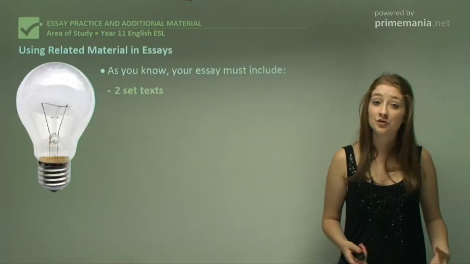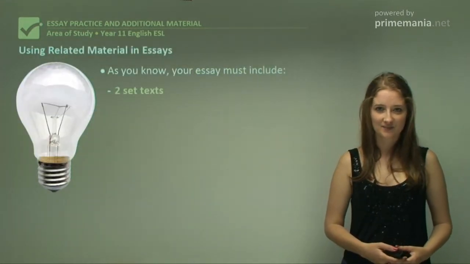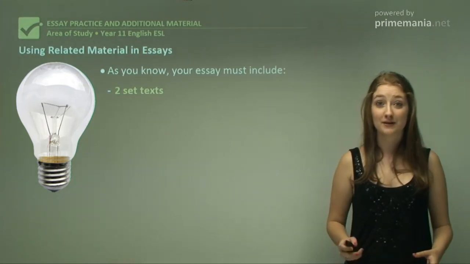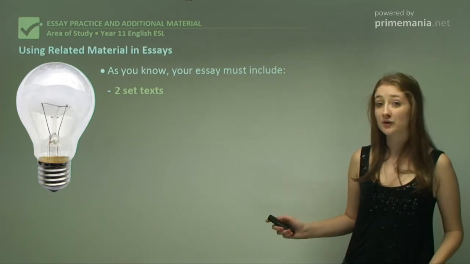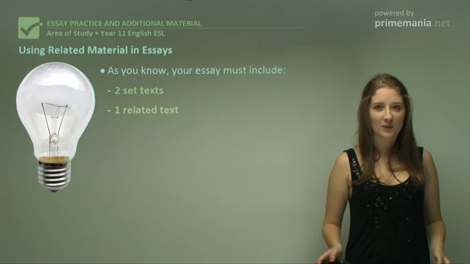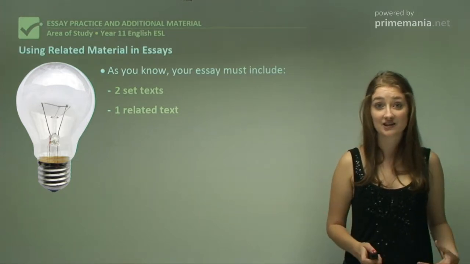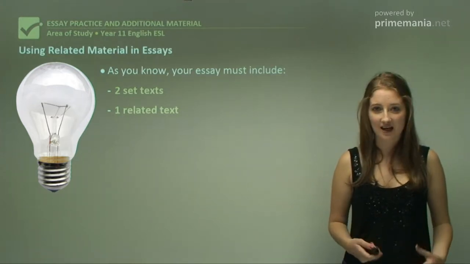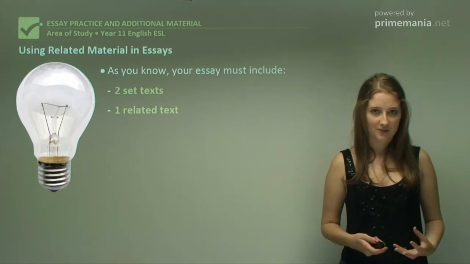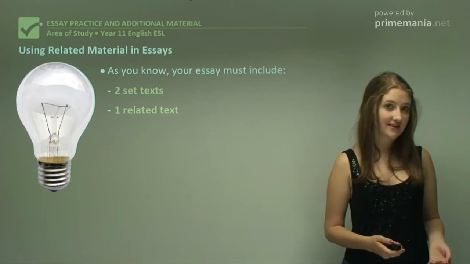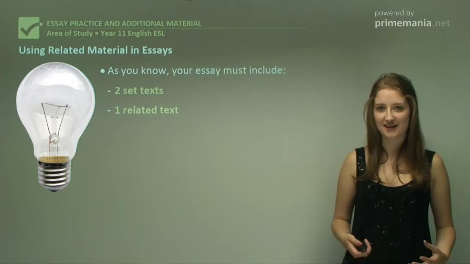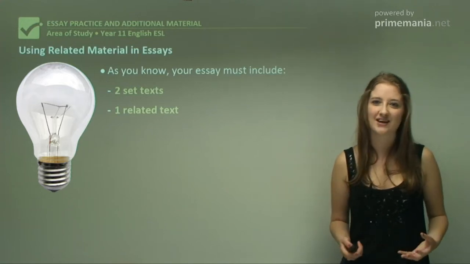So, how can you use related material in essays? As you know, in ESL your essay is going to include 3 texts. Now, this is going to be 2 set texts and then 1 related text. When you're looking at your set text, you have the advantage of your teacher doing all the analysis with you. However, with your related text, you're a bit on your own. You on your own have to find a text and then analyze it for techniques, quotes, and everything else which you need for your essay. And this can be quite daunting.